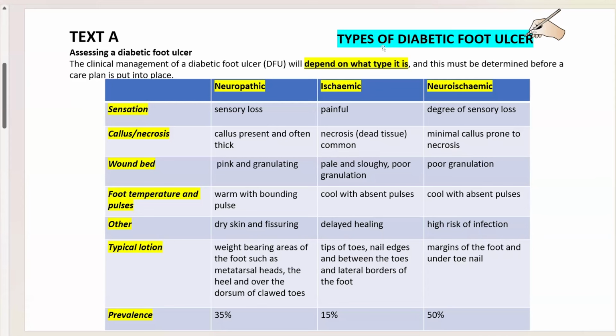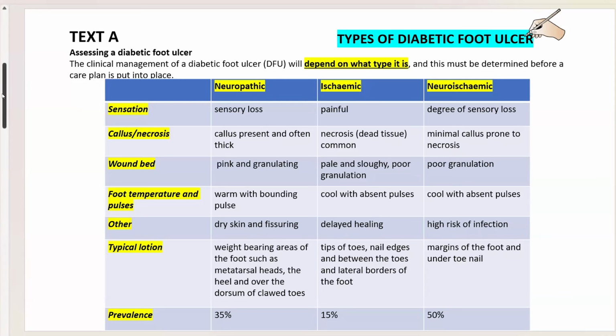So, types of diabetic foot ulcer. It depends on your thinking, okay? You can give a heading according to you. So I have given here types of diabetic foot ulcer from my understanding. Okay, so this is types of diabetic foot ulcer.